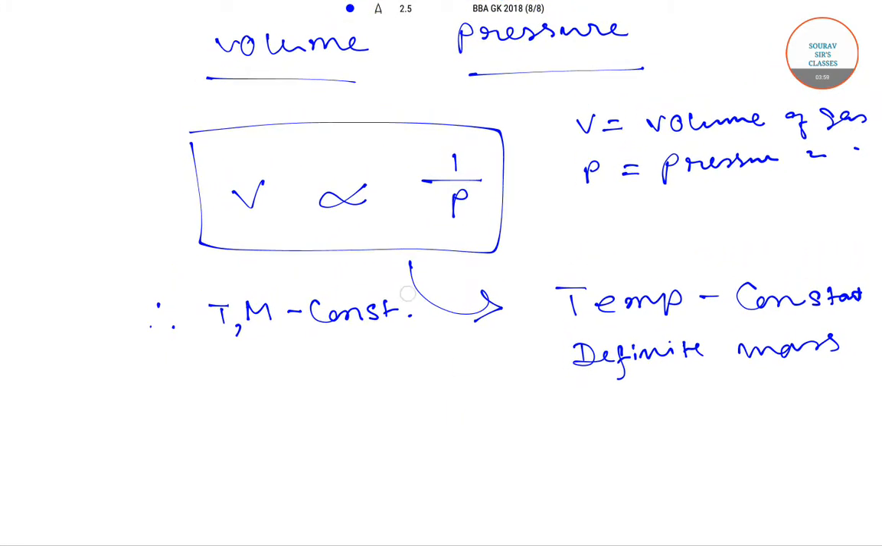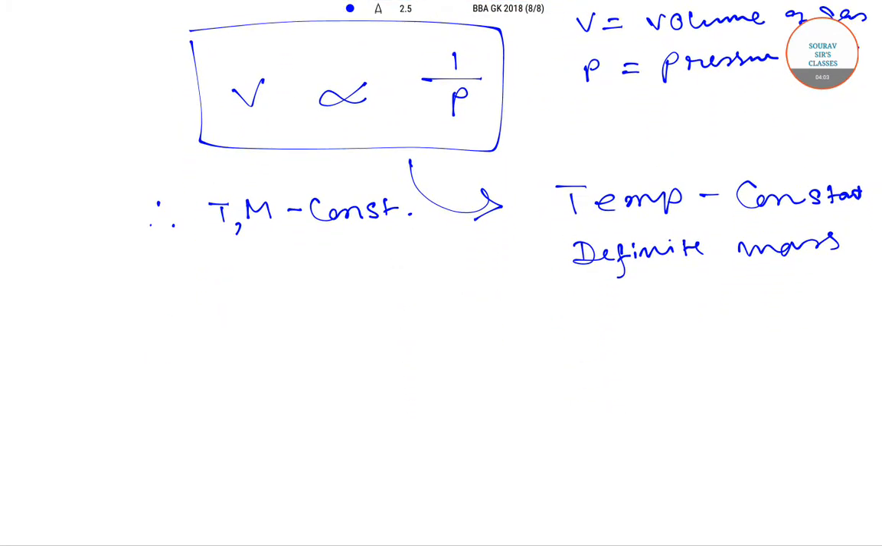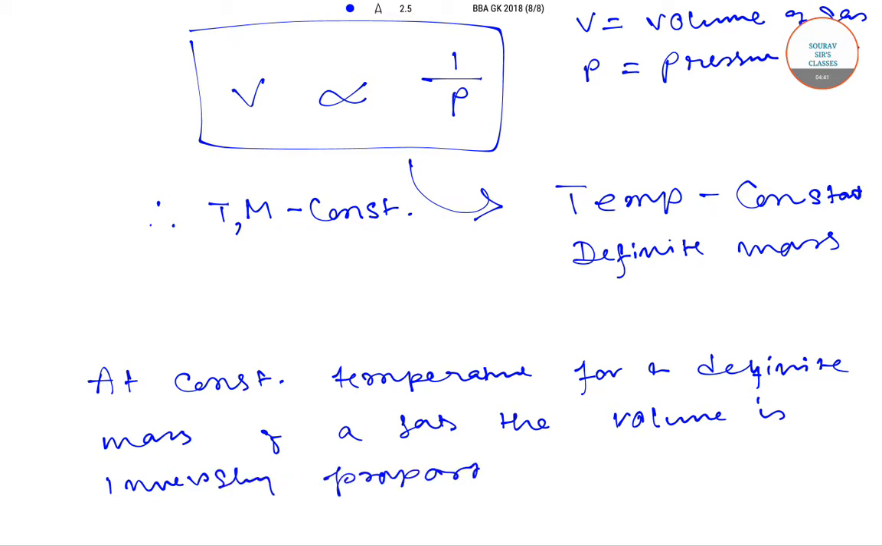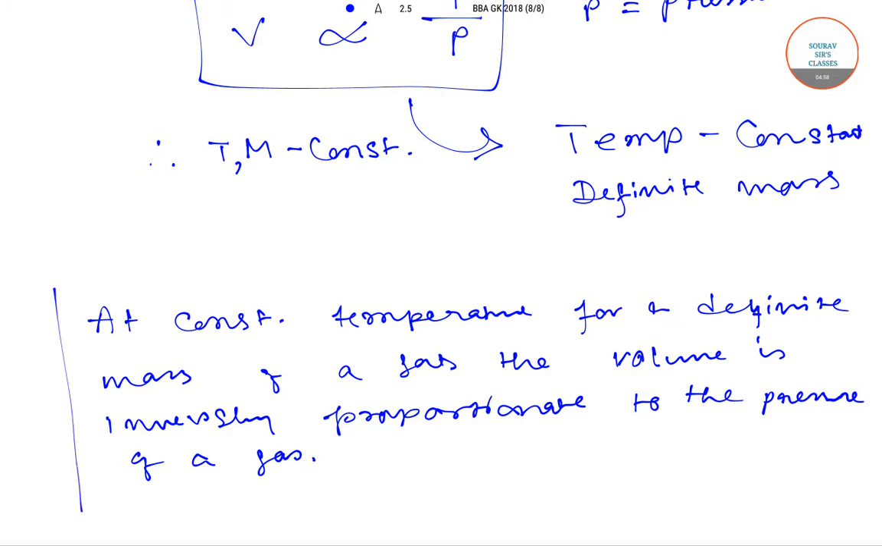Then Boyle's law is defined as: at constant temperature, for a definite mass of a gas, the volume is inversely proportional to the pressure of a gas. So this is Boyle's law.